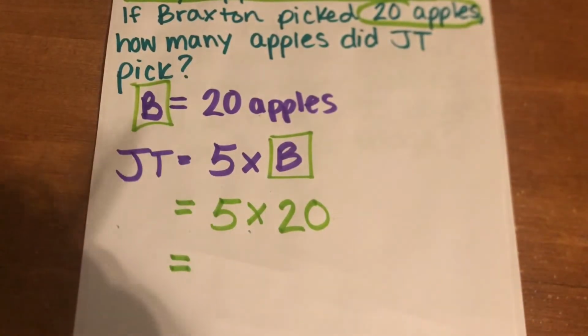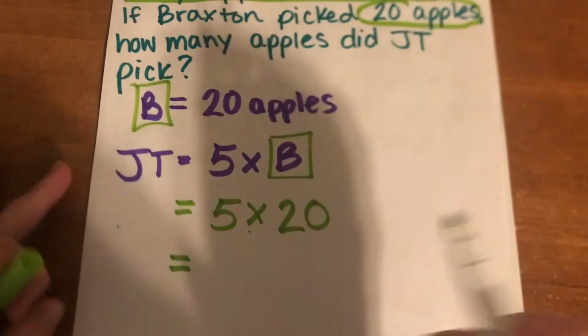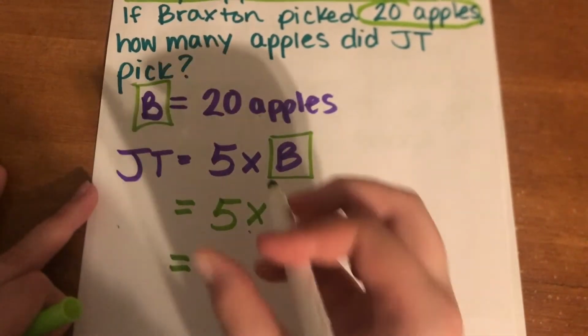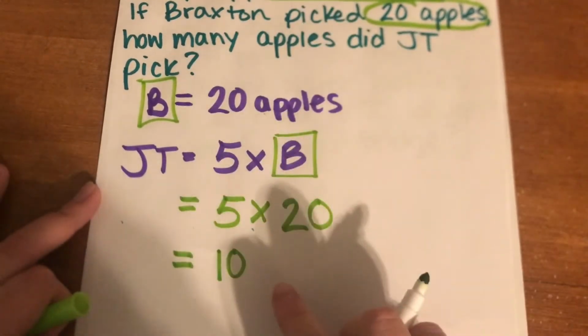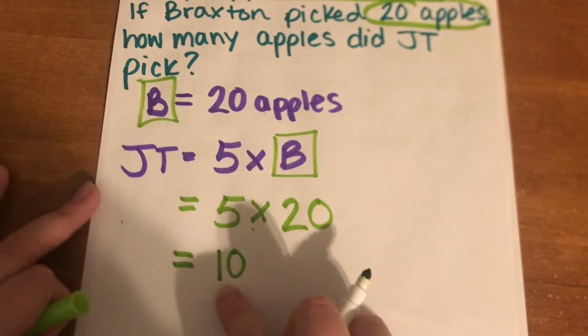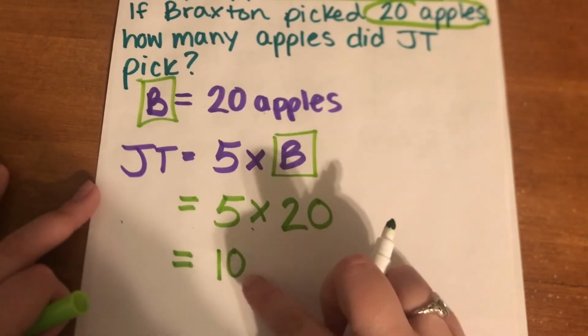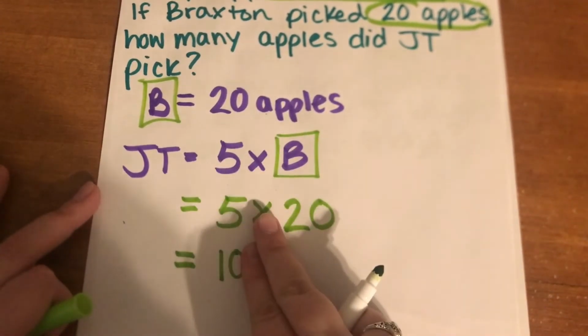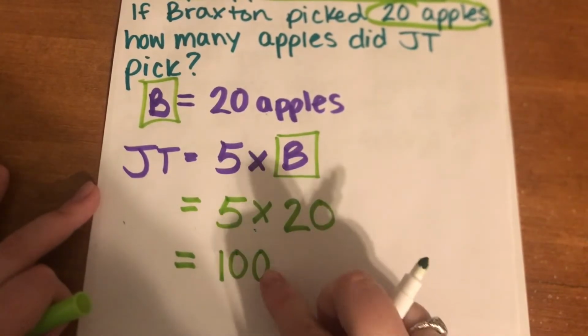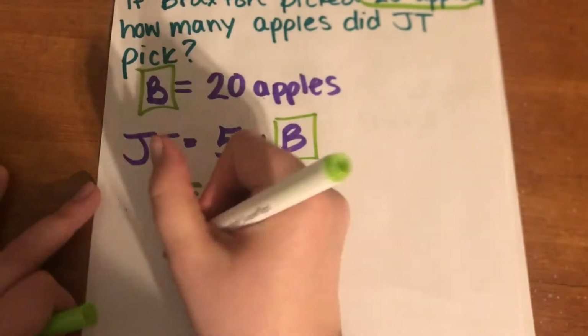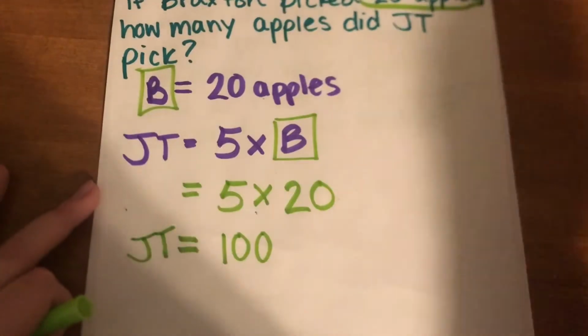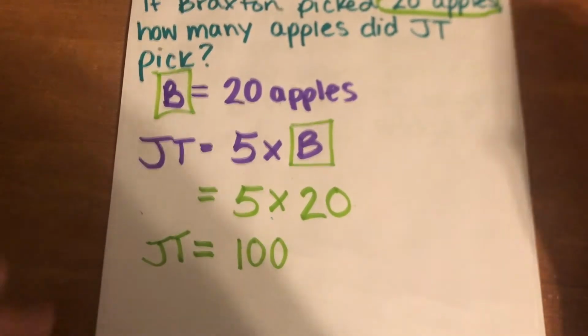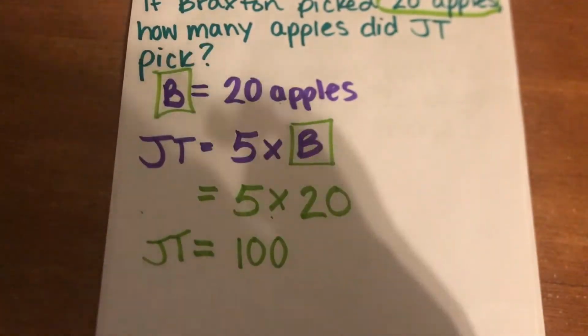So here we have 5 times 20. We can use our zero trick again. 5 times 2 is 10. I know there's a 0 in the 10, but there's still an extra 0 to be added at the end here, because 5 times 2 on its own would be just plain old 10. So we add the 0 to make it 100. So JT, he must have had a fancy machine for his apple picking. I'm sure Braxton's a pretty fast picker.